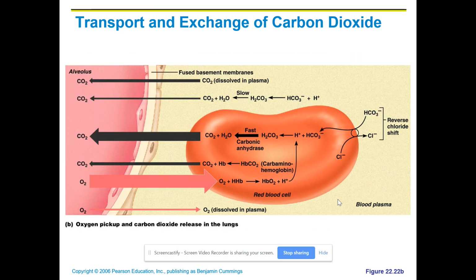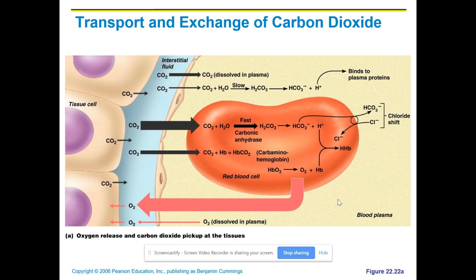Carbon dioxide in the plasma diffuses out. The carbon dioxide that was attached to the hemoglobin separates. And then again, the bicarbonate is in the plasma. It has to re-enter the blood, combine with the hydrogen, form carbonic acid, and in the presence of carbonic anhydrase, separate into carbon dioxide and water, and then the carbon dioxide can leave. Again, for every bicarbonate that enters a red blood cell, a chloride leaves. So we have this chloride shift.